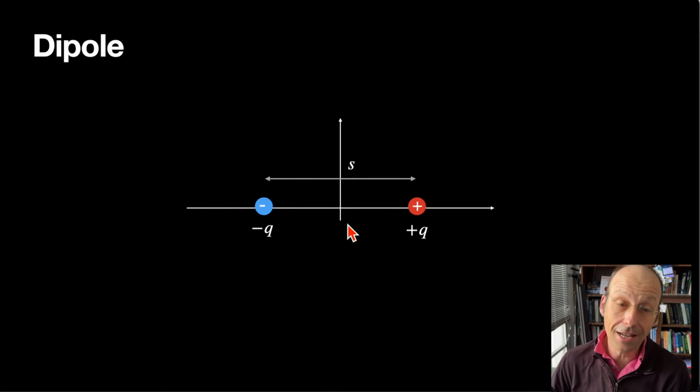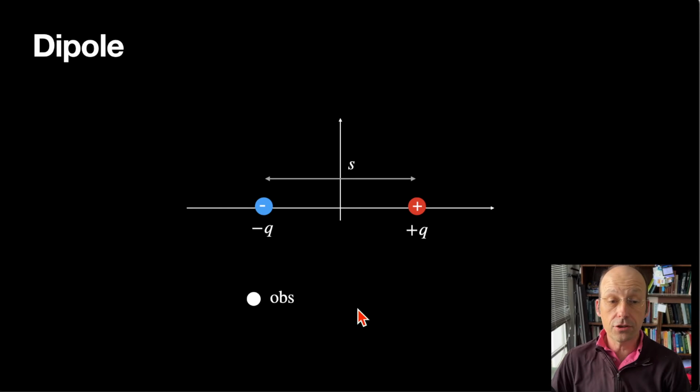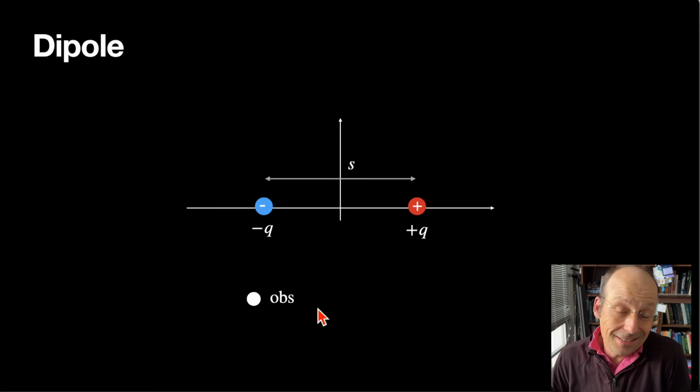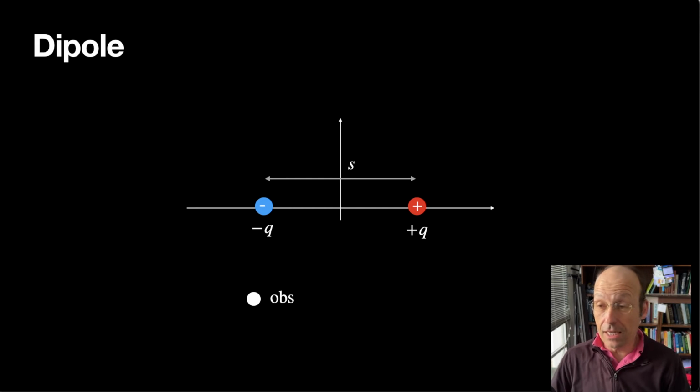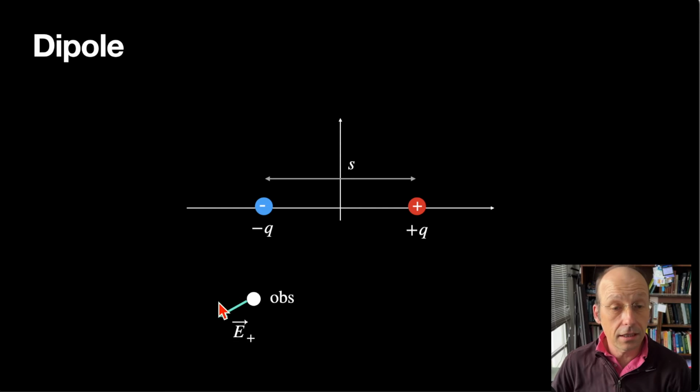Imagine that I want to find the electric field due to this dipole at some location down here. It doesn't matter that they're positive and negative and separated by a distance. I still calculate the electric field due to the plus charge, and I'm going to call that E plus.